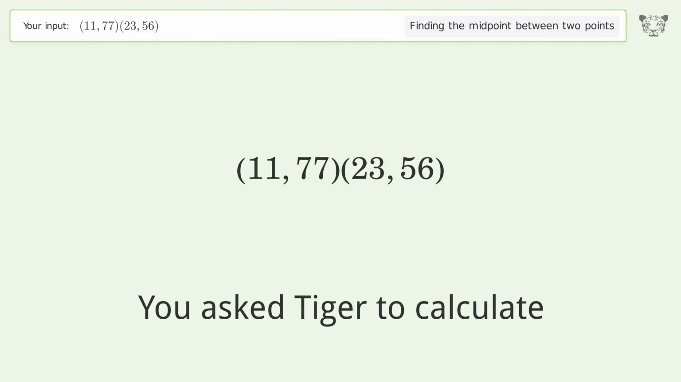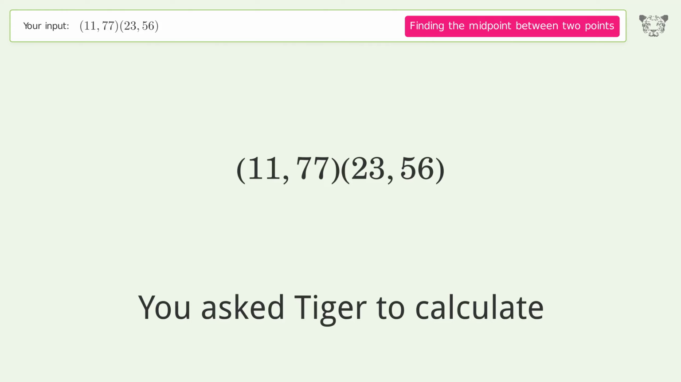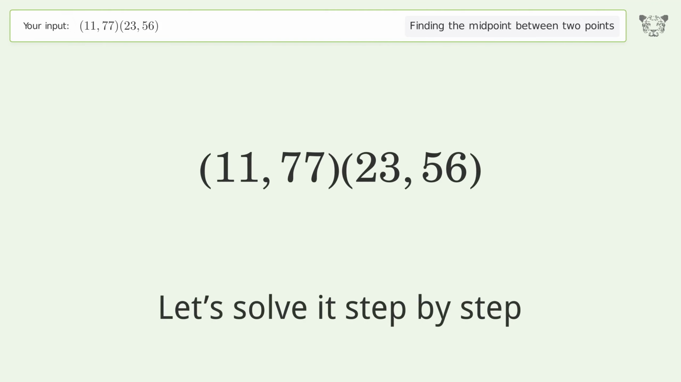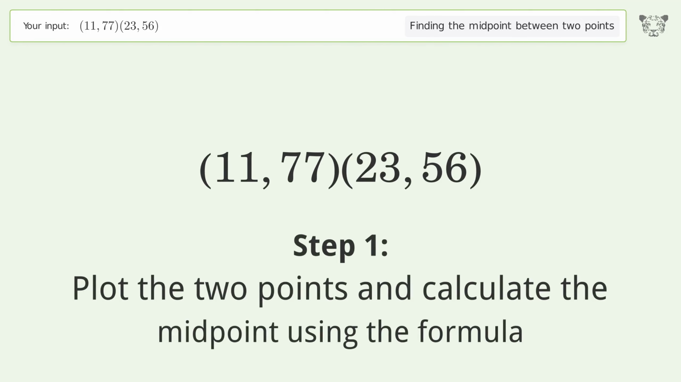You ask Tiger to calculate. This deals with finding the midpoint between 2 points. The midpoint between the 2 points is 1766.5. Let's solve it step by step. Plot the 2 points and calculate the midpoint using the formula.